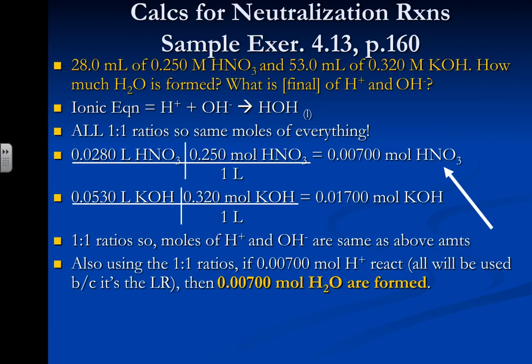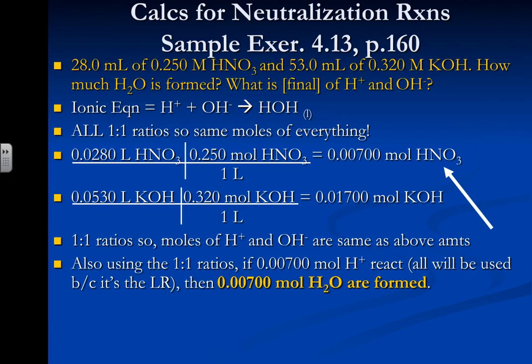And so think about this, just read it with me. Also, using 1-to-1 ratios, if 0.007 moles of H plus react, and again, all will be used because it's the limiting reagent, then 0.00700 moles of water will be formed. And the reason why that part is in yellow is because that was one of the questions right here. How much water is formed? Same amount of acid that I would use up, being it's my limiting reagent. So that's the first part.